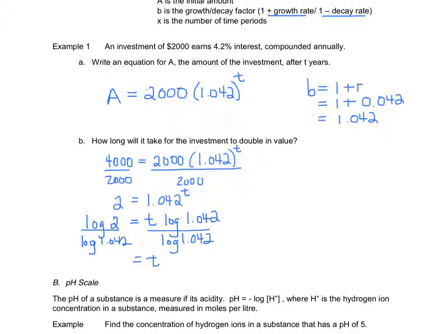So we end up with a t value of approximately 16.8. So therefore, it will take 16.8 years to double in value.